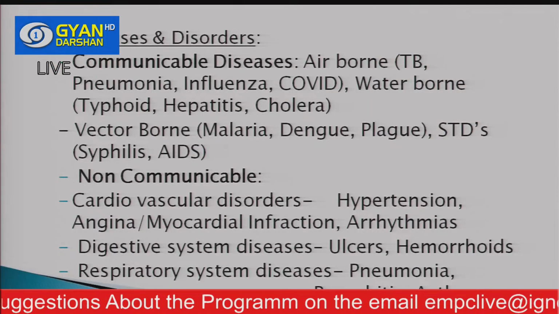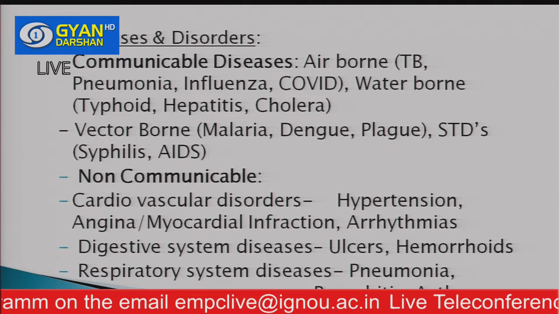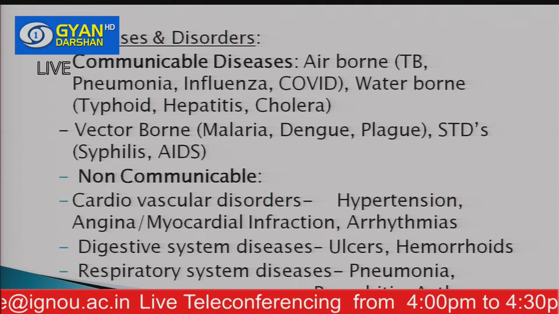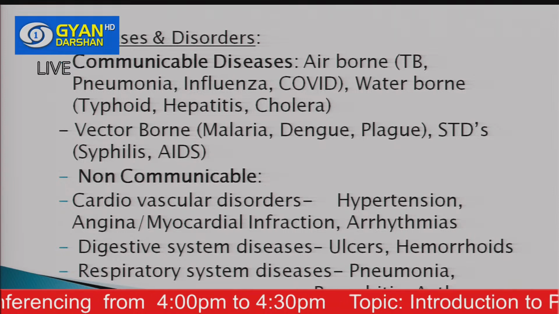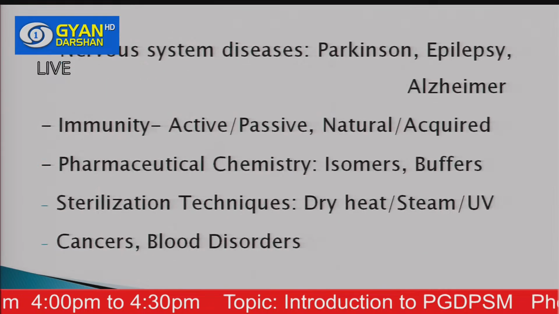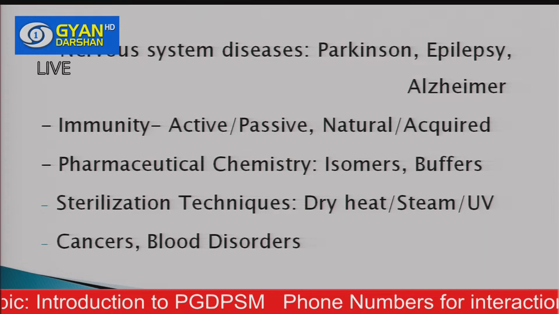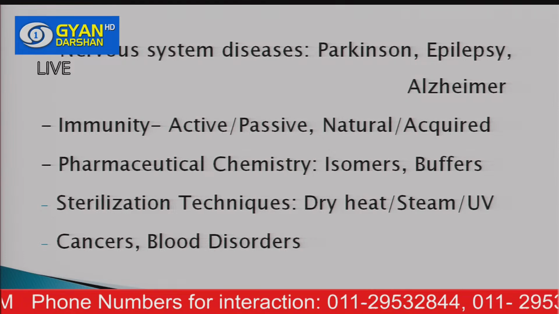So vector-borne diseases, airborne diseases, waterborne diseases, and certain non-communicable diseases, that is cardiovascular disorders, hypertension, angina, digestive system diseases, and respiratory system diseases, pneumonia, bronchitis, asthma, are all explained very nicely in the very first course of this program. Then we have certain nervous system diseases which are now becoming very prevalent, like Parkinson's, epilepsy, Alzheimer's, and also our body's immunity. What is immunity?